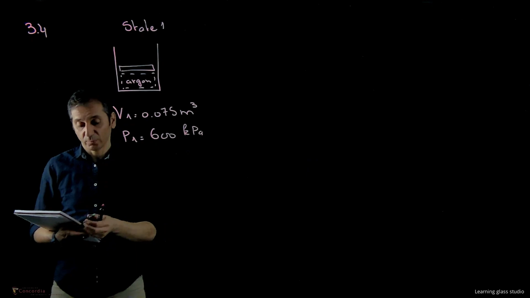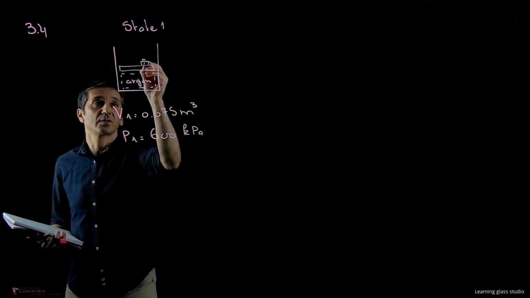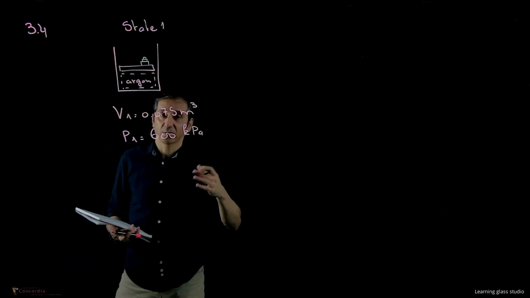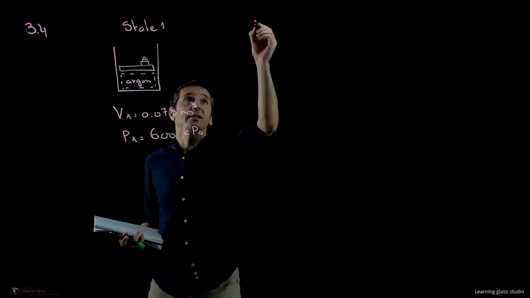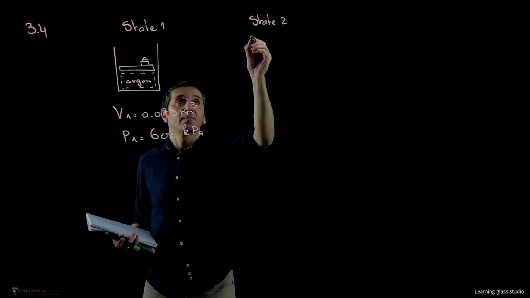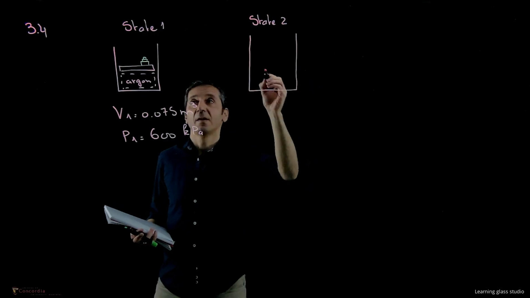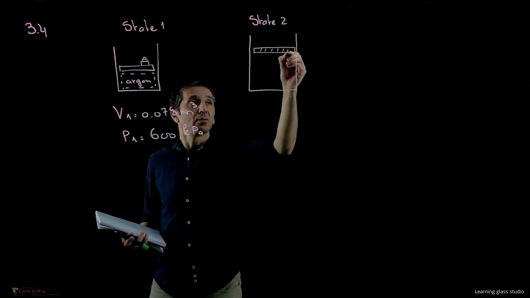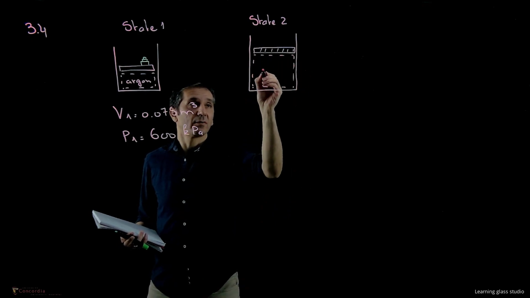Now what do we have? On the top of this piston, we have some weights. Then we'll remove the weights, so there will be an expansion process. The piston will move up, leading us to state 2. Here I'm assuming we remove all the weights, but it's not necessarily the case. We still have our argon.